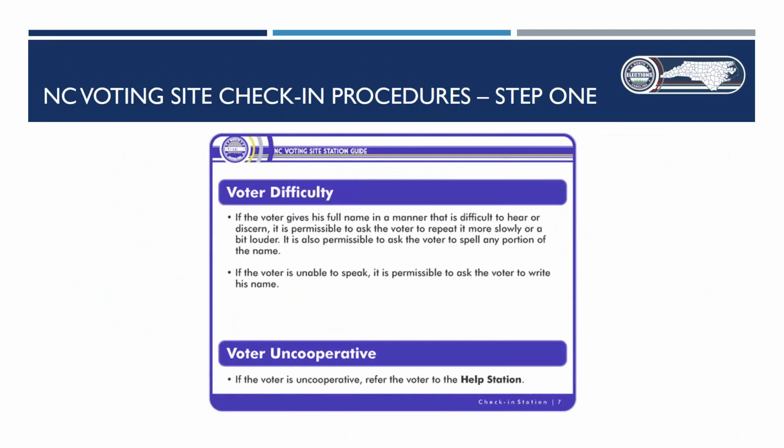All right, if the voter is genuinely unable to speak or has some sort of an impediment, we're going to be very patient. If they're shy, you'll ask them to repeat their name, but if they actually can't speak, then it is permissible to ask them to write it down. And if your poll worker's having trouble and the voter's really being uncooperative, you can feel free to send them to the help station.